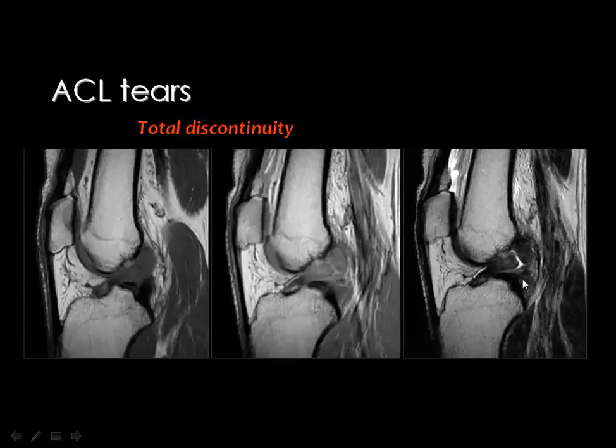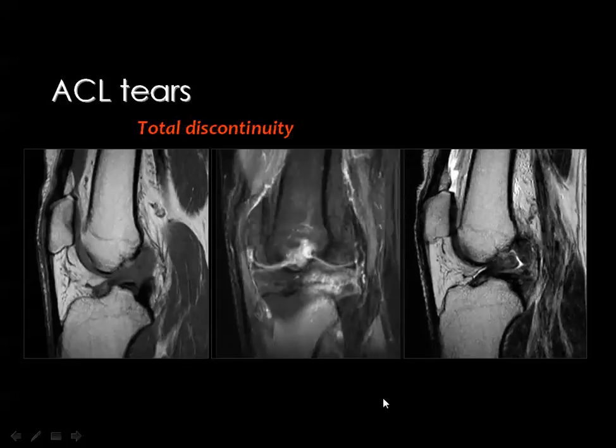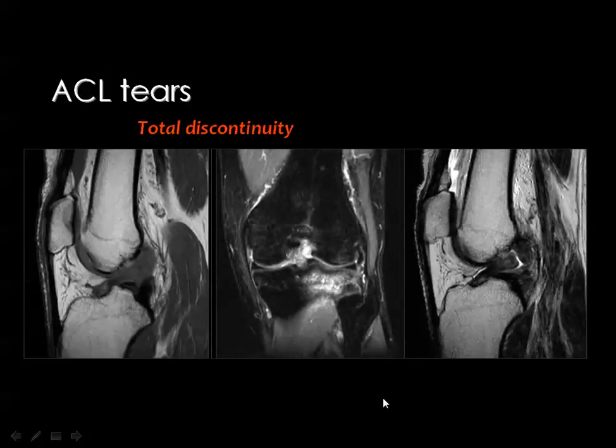Then if you look carefully, you can see that there is fluid signal within the anterior cruciate ligament near its femoral attachment. The ligament is bulky and its signal is different, and here you can see it is of intermediate signal, somewhat increased signal in the proton and in the T2 weighted image, and this means that there is rupture of the anterior cruciate ligament.